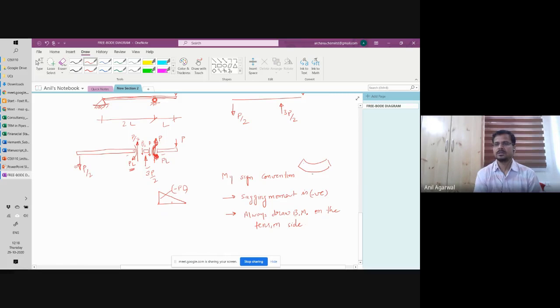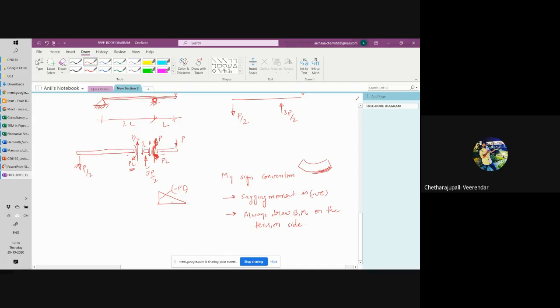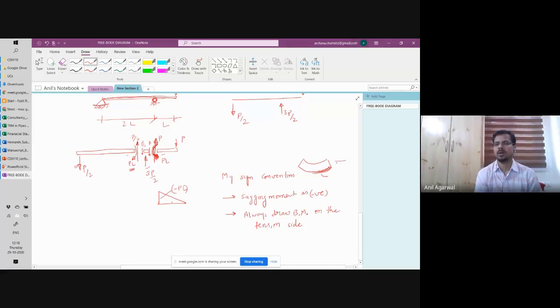In a sagging moment case, which side is the tension? Bottom. Bottom is the tension. So I will draw the bending moment at the bottom. In a case of a hogging moment, the top is in tension. So I'll draw the bending moment at the top. That's why I draw the bending moment at the top, but I call it minus PL.